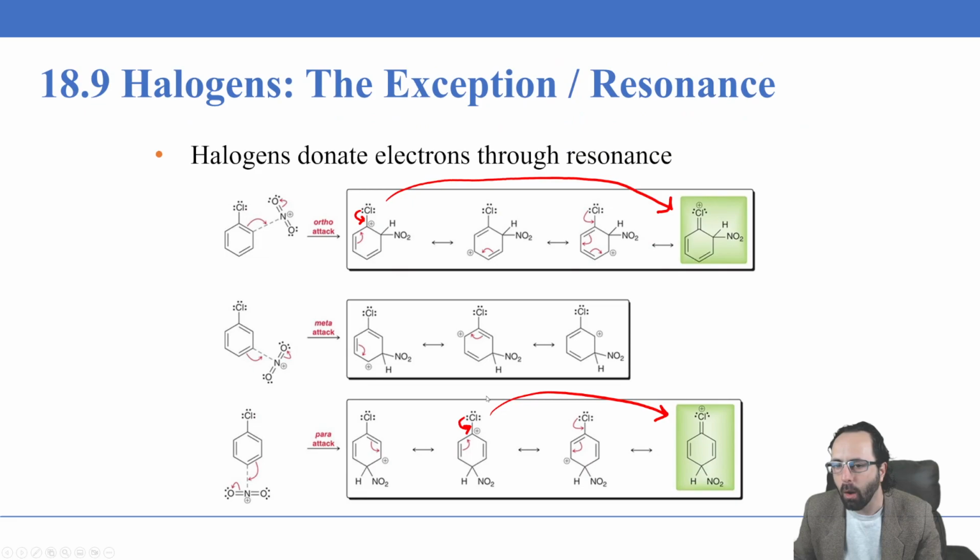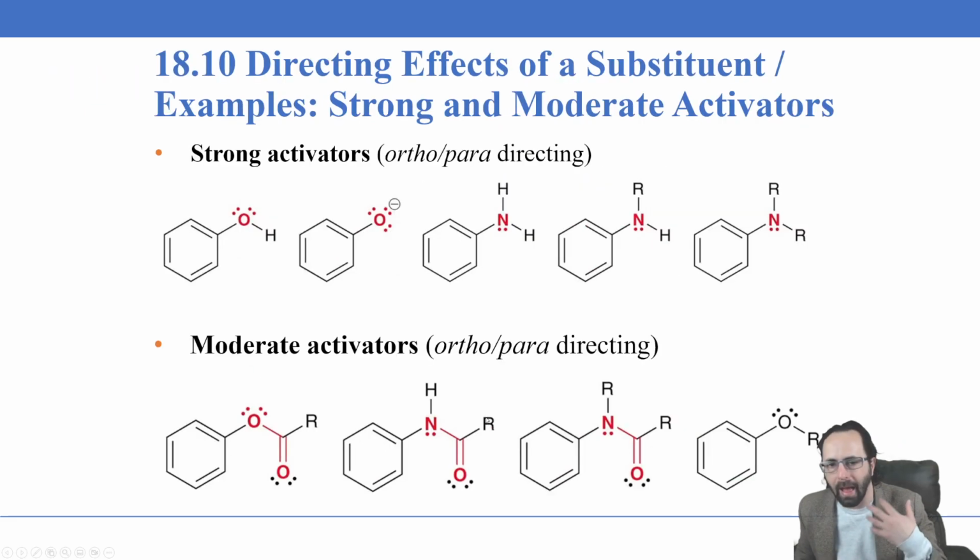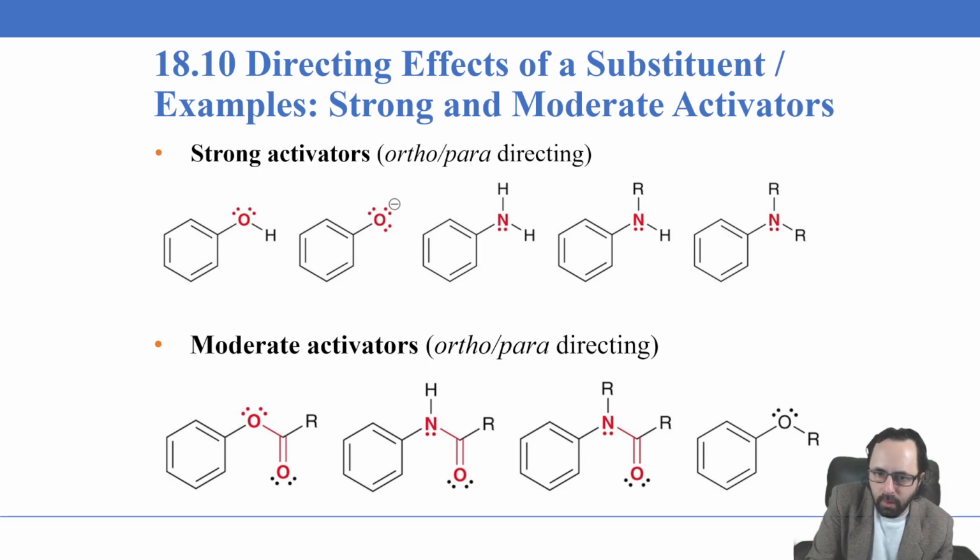So let's now think about which kinds of groups are going to activate the ring, and which are going to deactivate the ring. Remember, in general, activators are going to be those groups that can donate electron density to the ring. These include alcohols, for example. We have an allylic lone pair here, so we can get this situation, and this is going to produce a carbanion at this position, and that's going to be donating electron density to this ring.